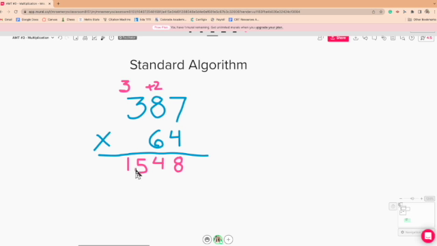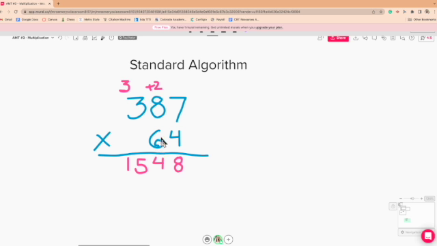We want to make sure that they're still aligned. So for 4 times 387, we got 1,548, but we are not done yet. So we now need to multiply the tens place by 387, which is the 60.